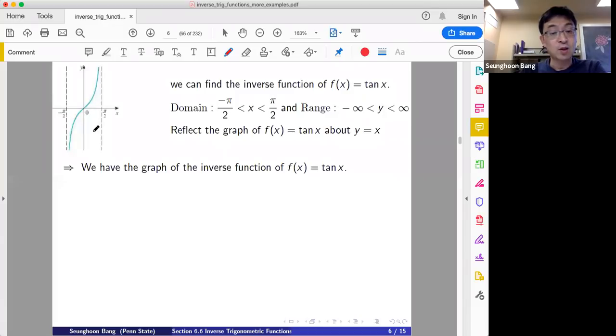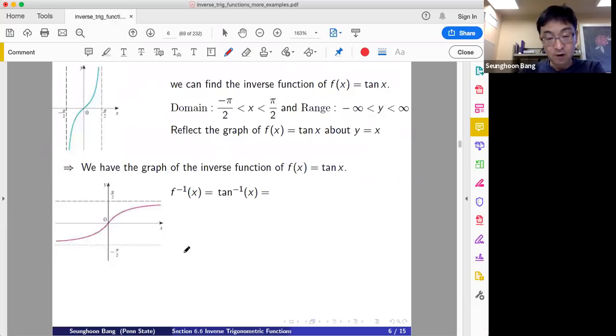Here, the graph of the inverse function is like this. What happens? The vertical asymptote becomes a horizontal asymptote. The left one goes to the bottom, like this. This red one is inverse tangent. The inverse of f of x, you can use the notation inverse tangent of x or arc tangent of x. This is the idea. What's the domain? Minus infinity to infinity. So the range is going to here.